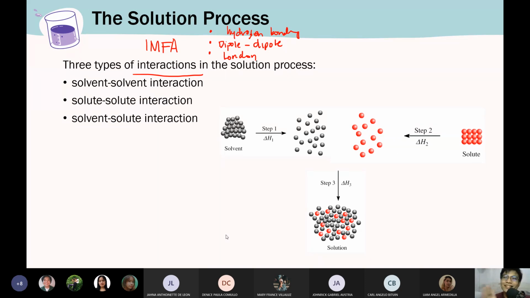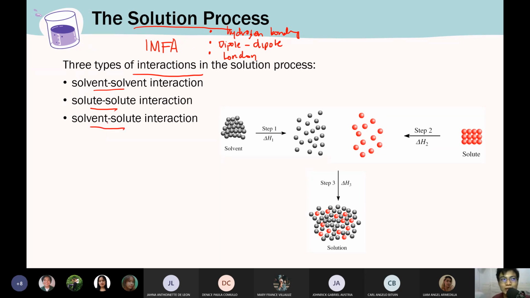So anyway, so these are the primary reason why we can make solutions. Na ito yung dahilan bakit may solution, bakit wala. Okay? The intermolecular forces of attraction. Okay? Pag titignan natin yung solution process, okay? So solution process, it accounts for 3 types of interaction. The solvent-solvent interaction, the solute-solute interaction, and the solvent-solute interaction.